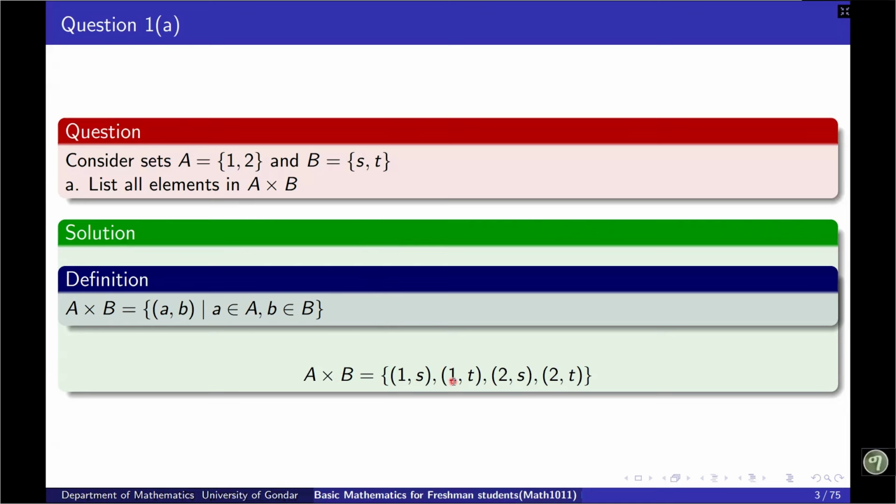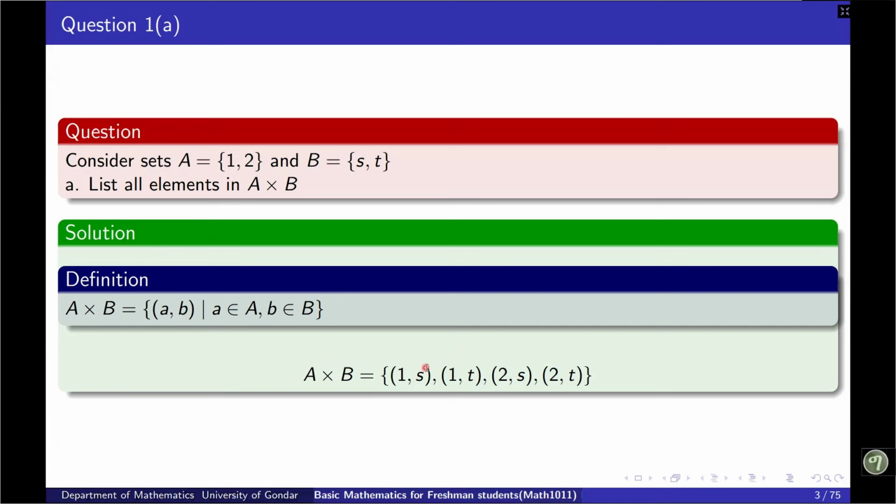Again, 1 could be paired with the second element of set B, so that (1, T) could be an element of the cross product, and the second element of set A, that is 2, with S and 2 with T, so that this is the Cartesian product of these two sets, A and B.